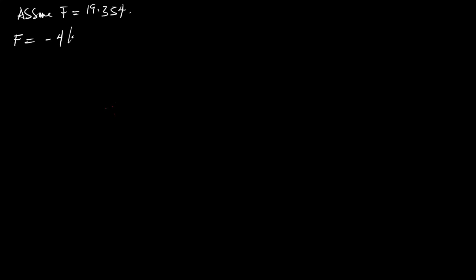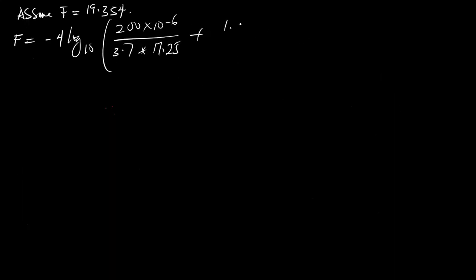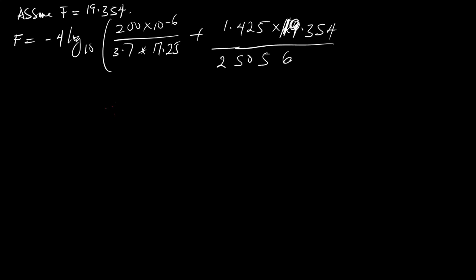For -4 log to base 10, 200 times 10 raised to power -6 divided by 3.7 divided by 17.25 plus 1.425 times 19.354 divided by the Reynolds number, which is 2505654.